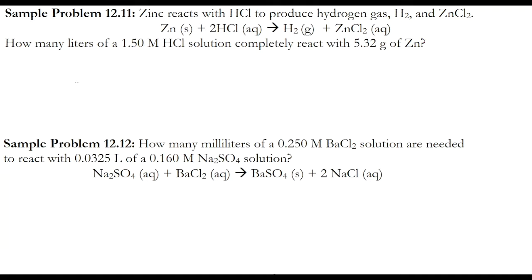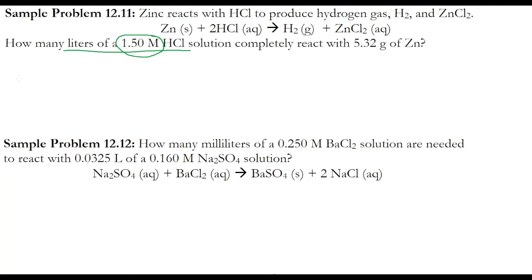So this tells me zinc reacts with hydrogen chloride, or hydrochloric acid, to produce hydrogen gas and zinc chloride. So there's my reaction, and it is balanced. And it says, how many liters of a 1.50 molar hydrochloric acid solution completely reacts with 5.32 grams of zinc? Okay, so I know I'm going to want to get into liters of HCl, which means I'm going to use this conversion factor, my molarity, at the very end.